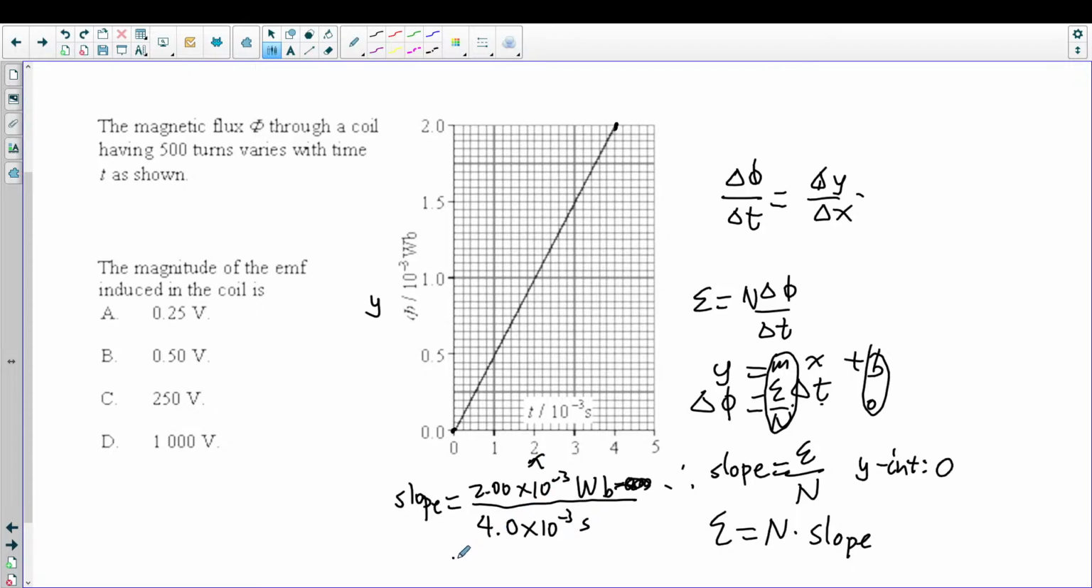When we do that, we get a value of, it should be 2 sig-digs, so 0.50 volts. And then we just multiply it by 100, so it's 500 times 0.50 volts, and we get a value of 250. Right? So the correct answer here is C. Another application of Faraday's law, very straightforward.